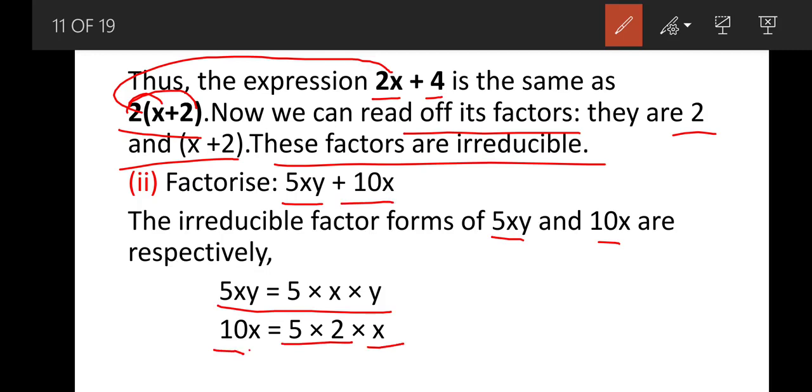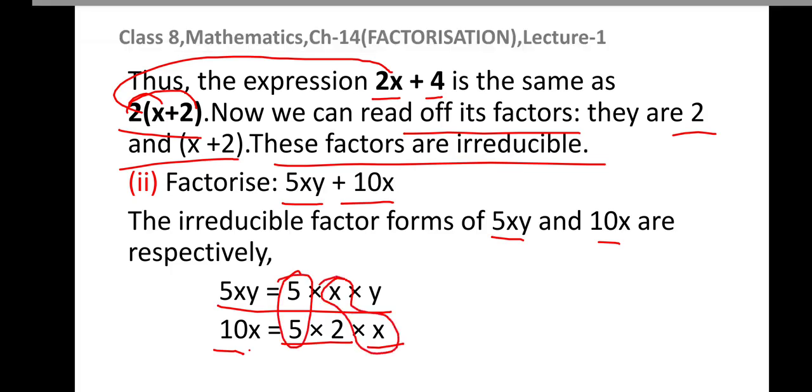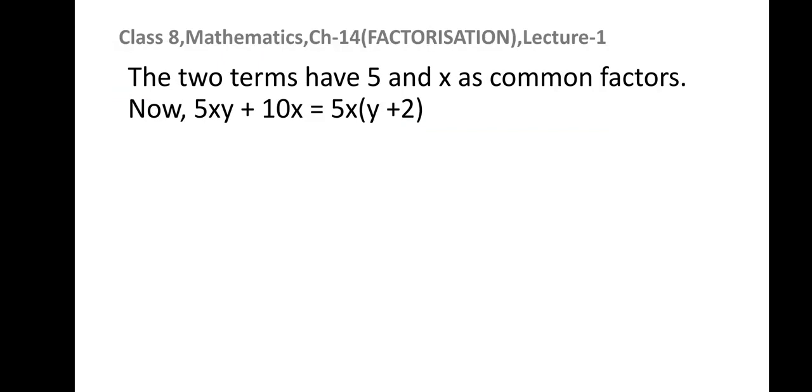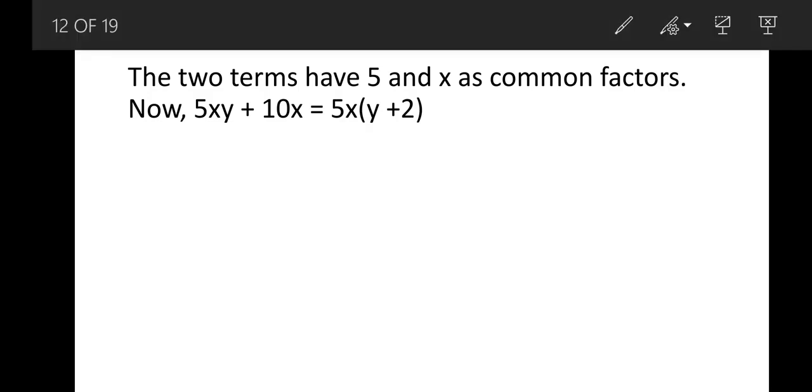Now what is common out of these two? This 5 is common and this x is common. The two terms have 5 and x as common factors. So 5x I have written outside the bracket. If you take 5x out of this common, what is left? y is left, plus 5 into 2 will give you 10, so 2 was left inside the bracket. So 5x bracket y plus 2. These are the factors of 5xy plus 10x.